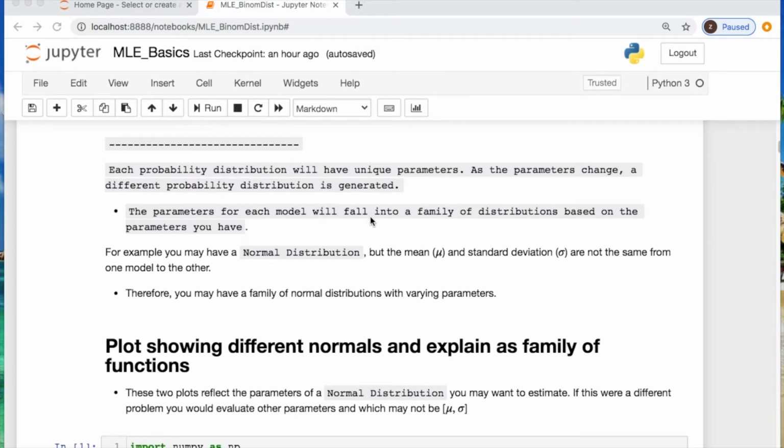Basically, each probability distribution will have unique parameters, and as those parameters change, a different probability distribution is generated. The parameters for each model will fall into a family of distributions based on the parameters you have. For example, a normal distribution has the parameters of a mean and a standard deviation, right? But as those parameters change, it creates a new model. Therefore, the family of distributions is generated by varying your parameters.